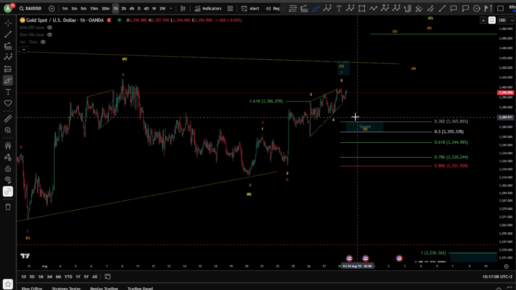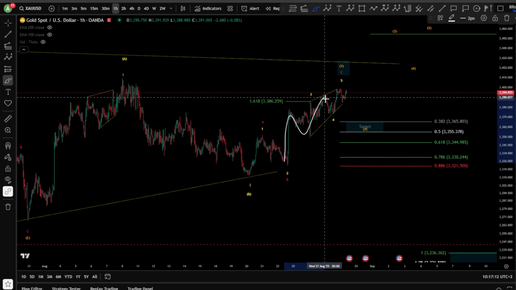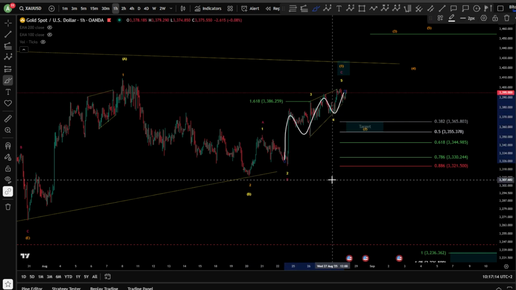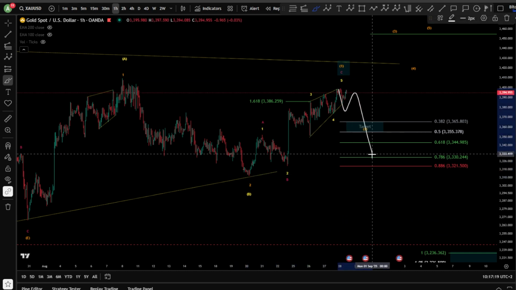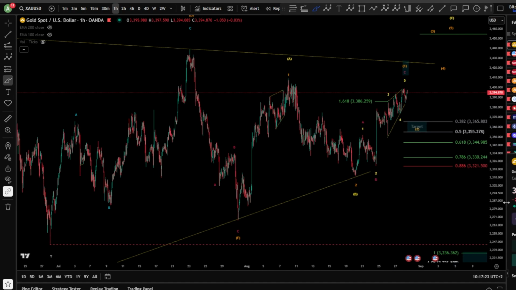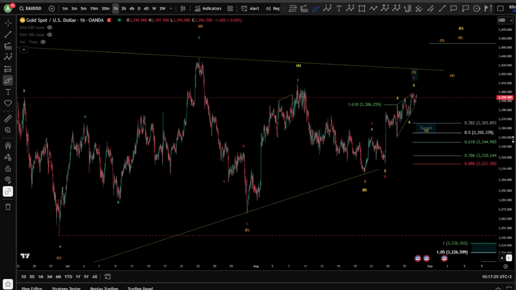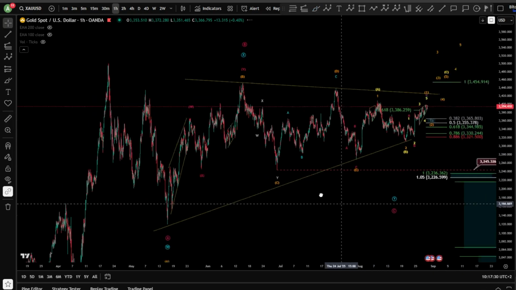Now, in case we are also in an A, B, and a C, the wave C is a 1, 2, 3, 4, and a 5 ending diagonal again. And after this ABC, you might seek lower. That means you might still be in something very corrective, which can be very bearish also.